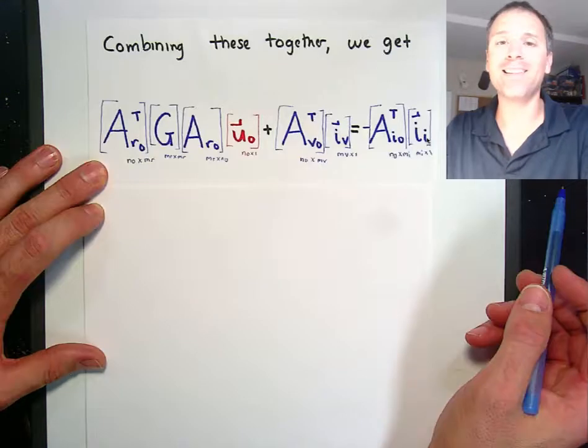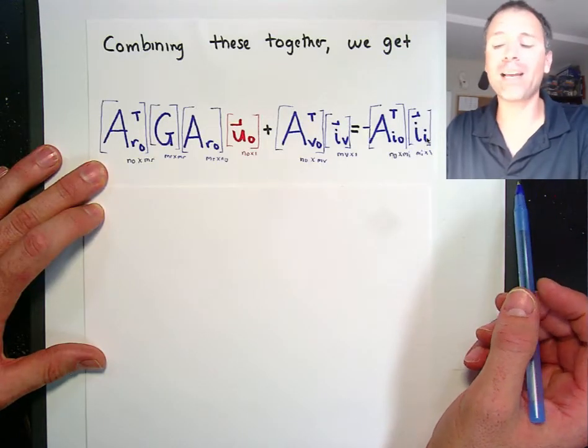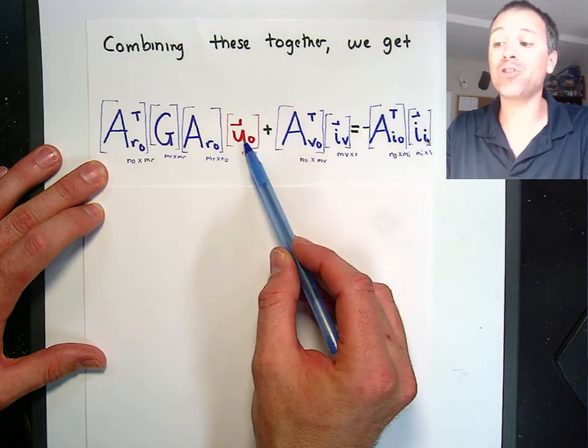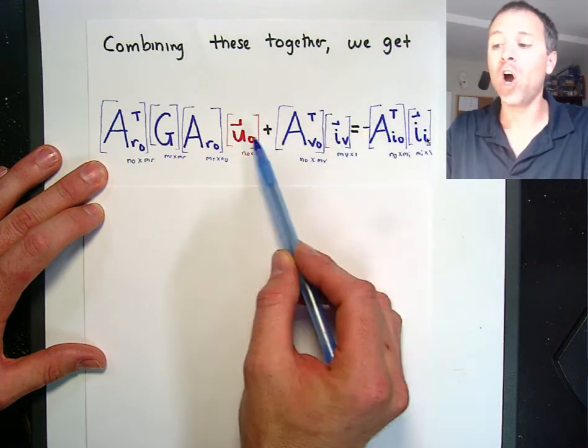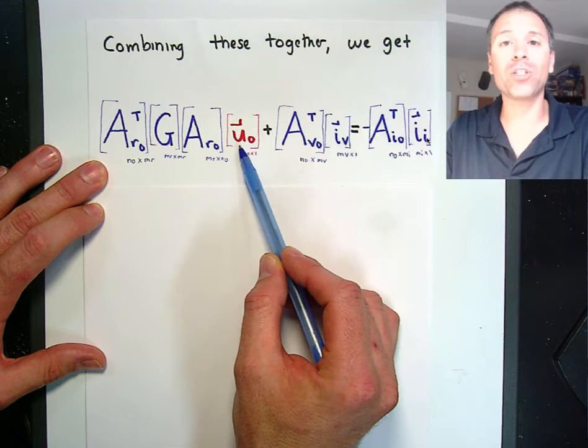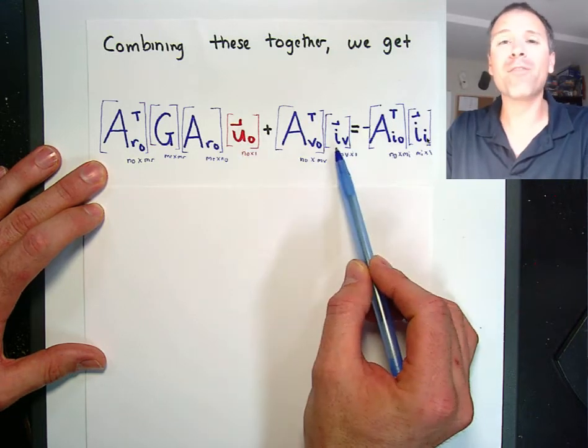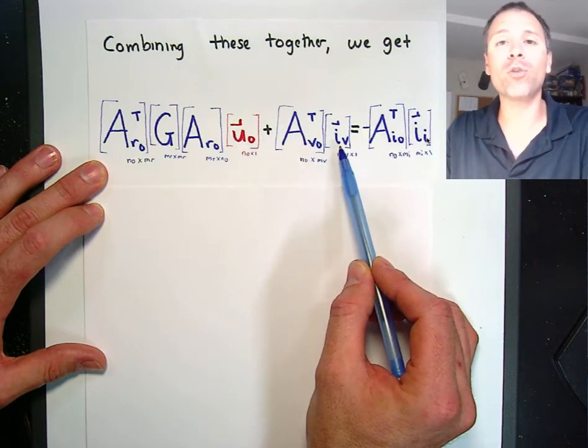Right-hand side is known. This is almost a linear systems problem, except that on the left-hand side, we actually have two separate unknown vectors. We have the vector of non-ground node potentials, and then we have the vector of currents running through the voltage sources.